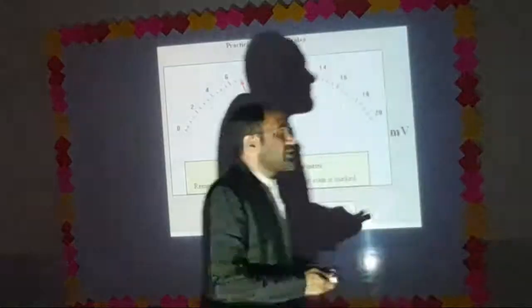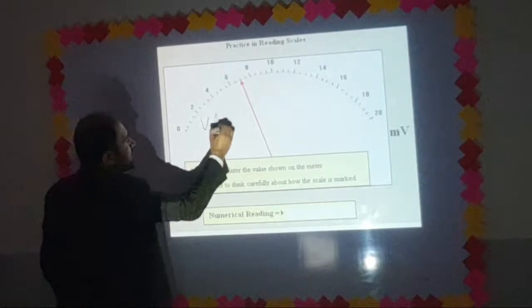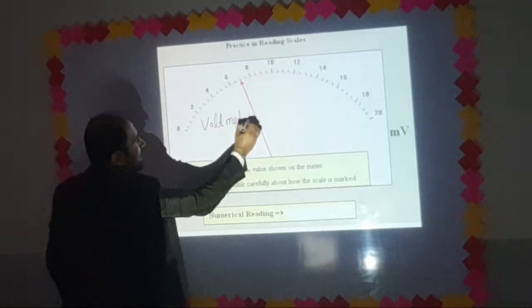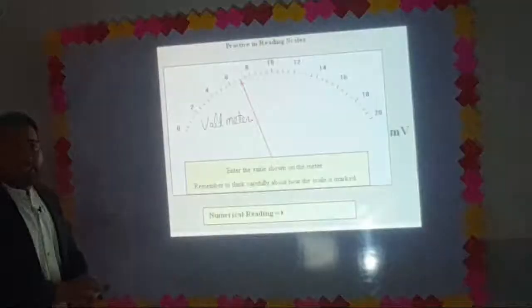First point is clear. The name of the instrument is voltmeter, and it will measure potential difference, or voltage, or the EMF of the battery. Because a voltmeter can be used to measure potential difference, that is called voltage, or the voltage of the battery directly, that is called EMF. Voltmeter. What is the reading?